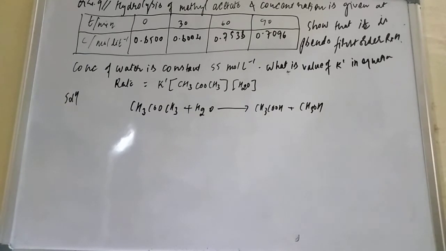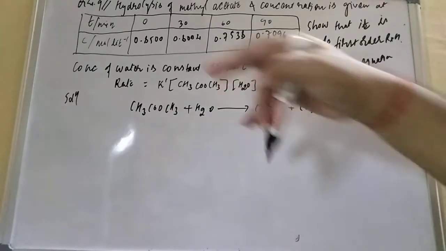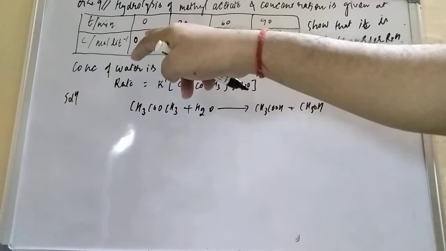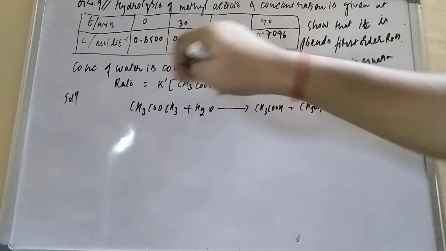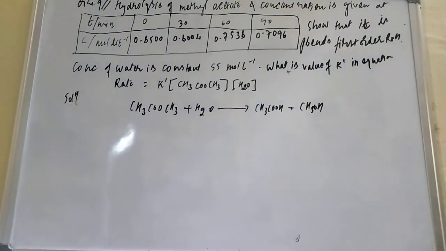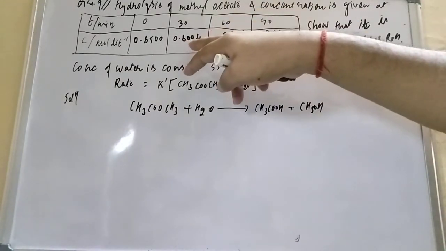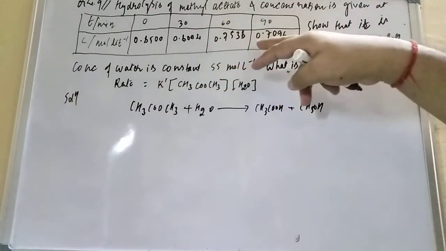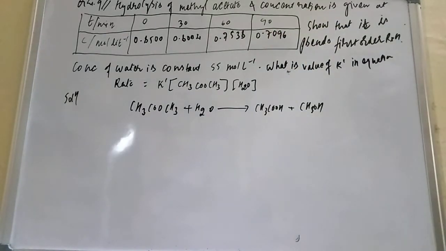So hydrolysis of methyl acetate in aqueous solution has been studied by titrating the liberated acetic acid against sodium hydroxide. The concentration of ester at different times is given. At 0 minute, the concentration is 0.8500. At 30 minutes, it is 0.8004; at 60, 0.7538; and at 90 minutes, it is 0.7096. So they are saying that it follows a pseudo first order reaction.